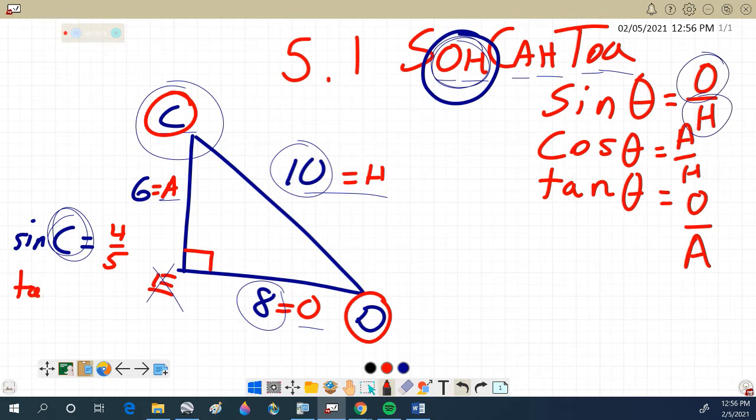Okay, what about the tangent of C? So the tangent of C has to be the O side divided by the A side, which would be 8 over 6, which is 4/3. So the A touches the angle, the O does not. The word adjacent means next to. Opposite will always be the one farthest away.